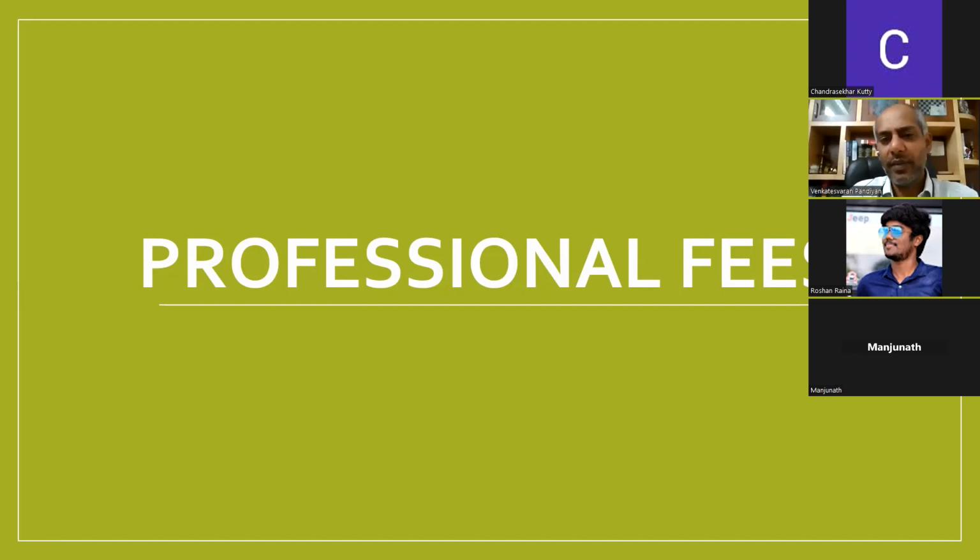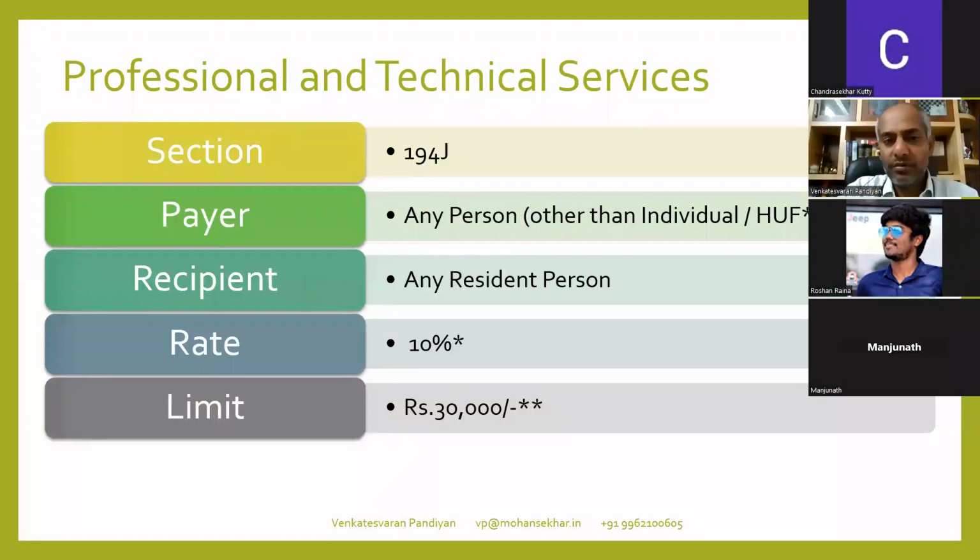The next category of payment is the professional fee, a very common payment that is applicable to most businesses. So it is professional and technical services. Section 194J talks about it. The payer can be any person, again, other than an individual, and the recipient can be any resident person. What's the rate? The rate is 10% in common. However, we'll discuss the rates in subsequent slides as well. The limit is again 30,000 rupees per annum.